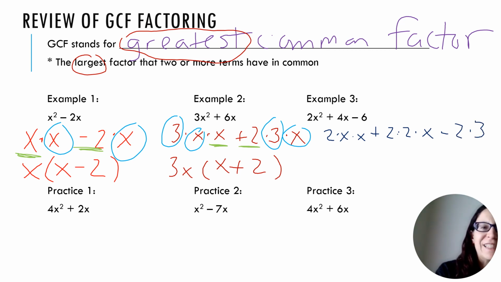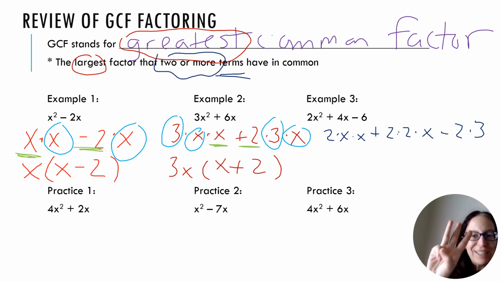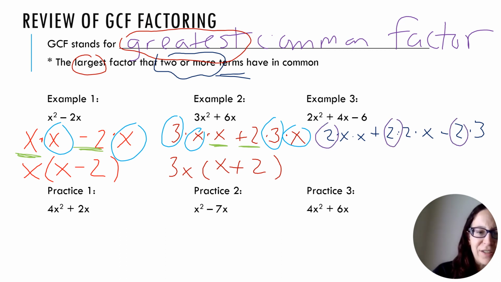And then we have the 6, which factors into 2 times 3. Now, remember, it's the greatest factor that 2 or more terms have in common. So if you've got 3 terms, all 3 terms have to have the common factor, which in this case is a 2. Now you could say, all right, Miss Taylor, but these guys have an x in common. Yes, they do, but this one does not. Therefore, it is not in common to all of them. So you're looking for what is in common to all of them.